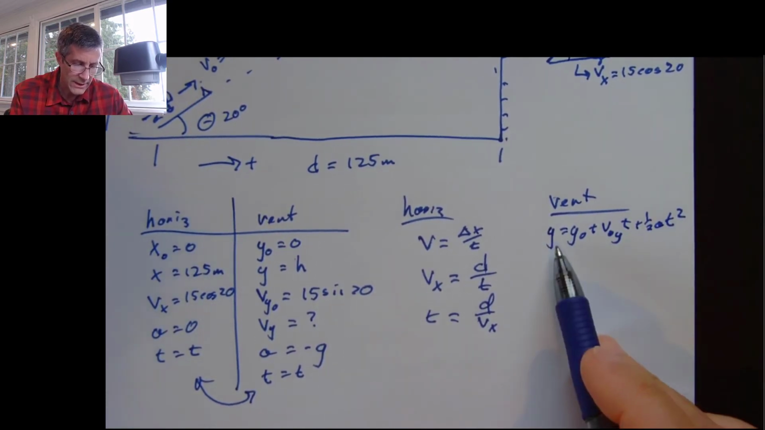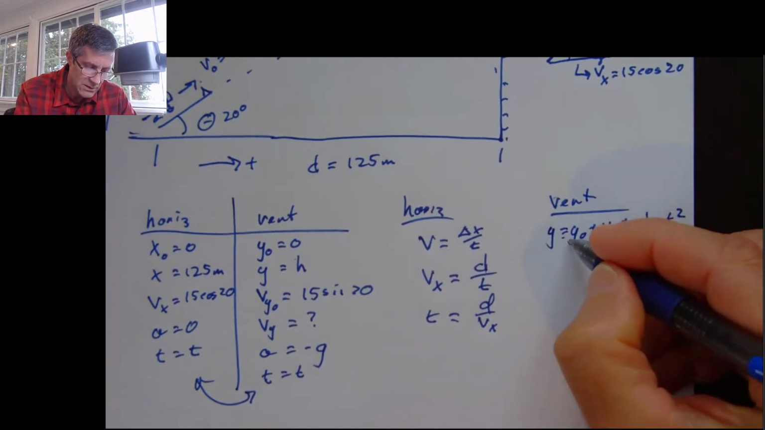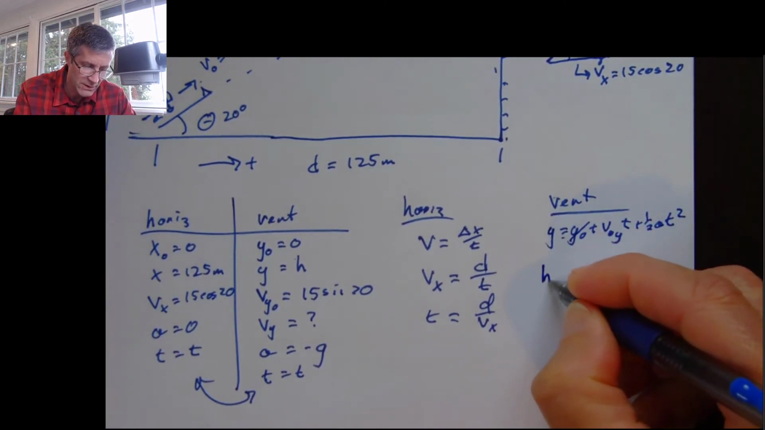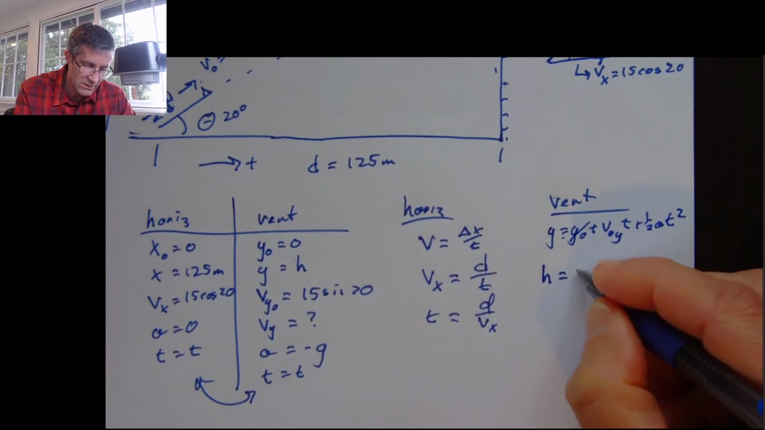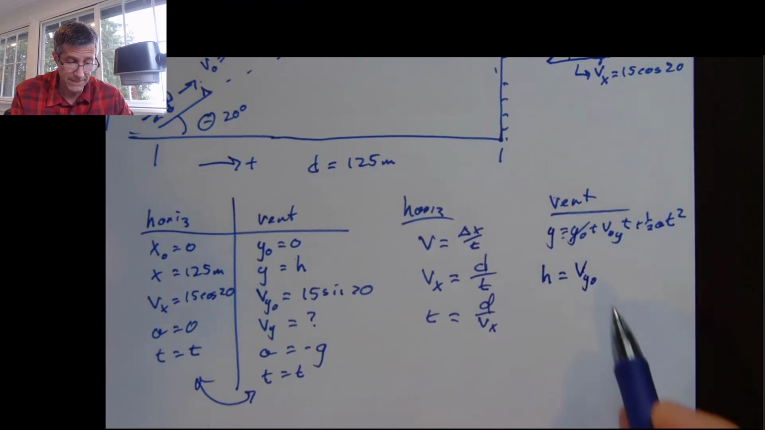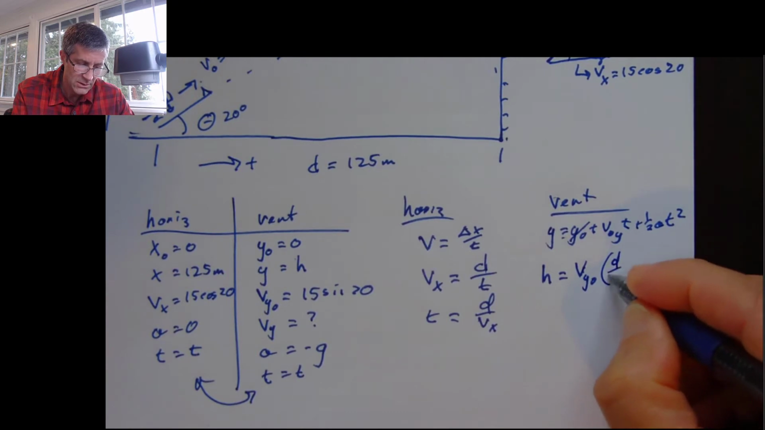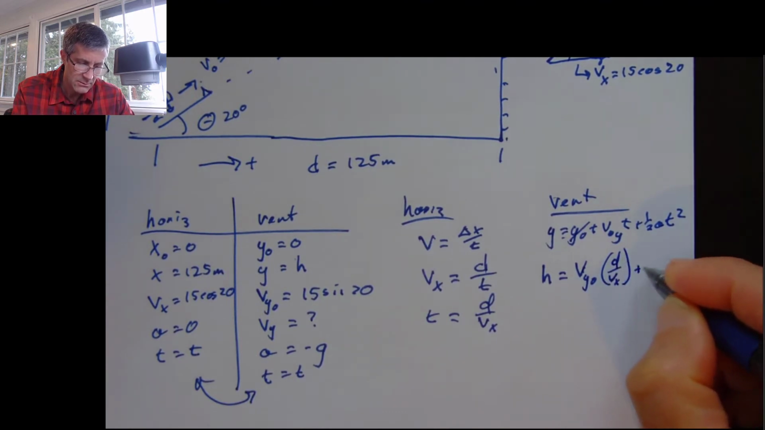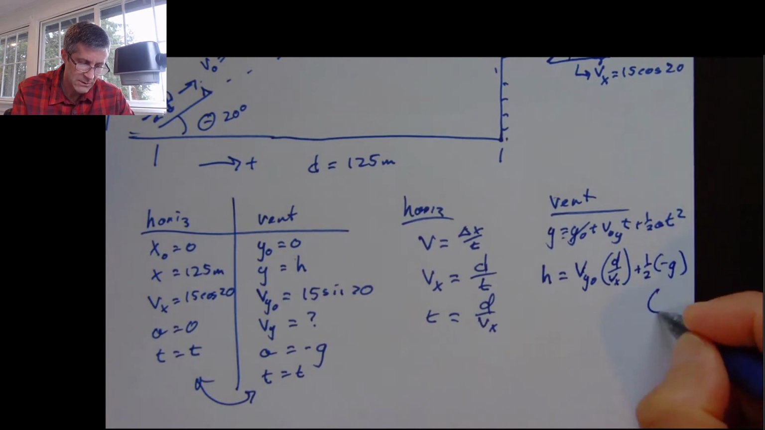Okay, so what I'm trying to get to is this y. This is going to be 0, so I'm going to drop that out. Let me replace it with h, which is what I want to get to. My initial velocity in the y direction, Vy naught, times time. Well, time is this thing, so it's d over Vx, plus 1/2 my acceleration, which is negative g, times d over Vx squared.